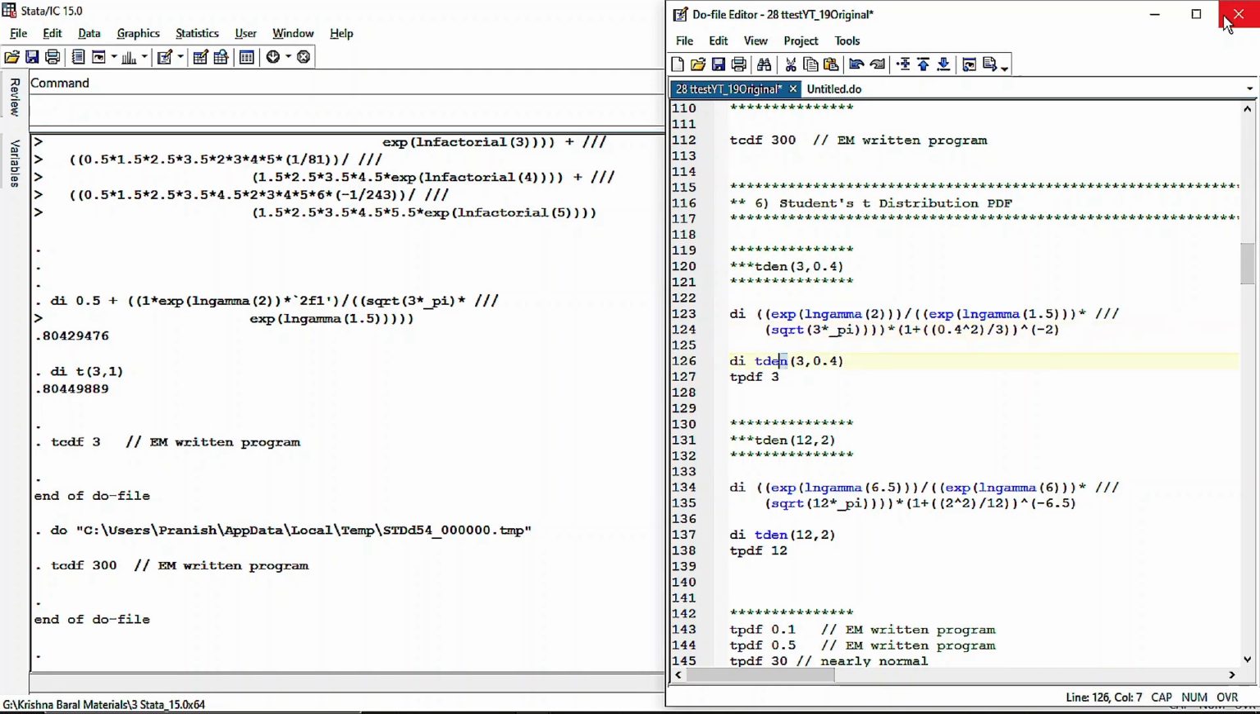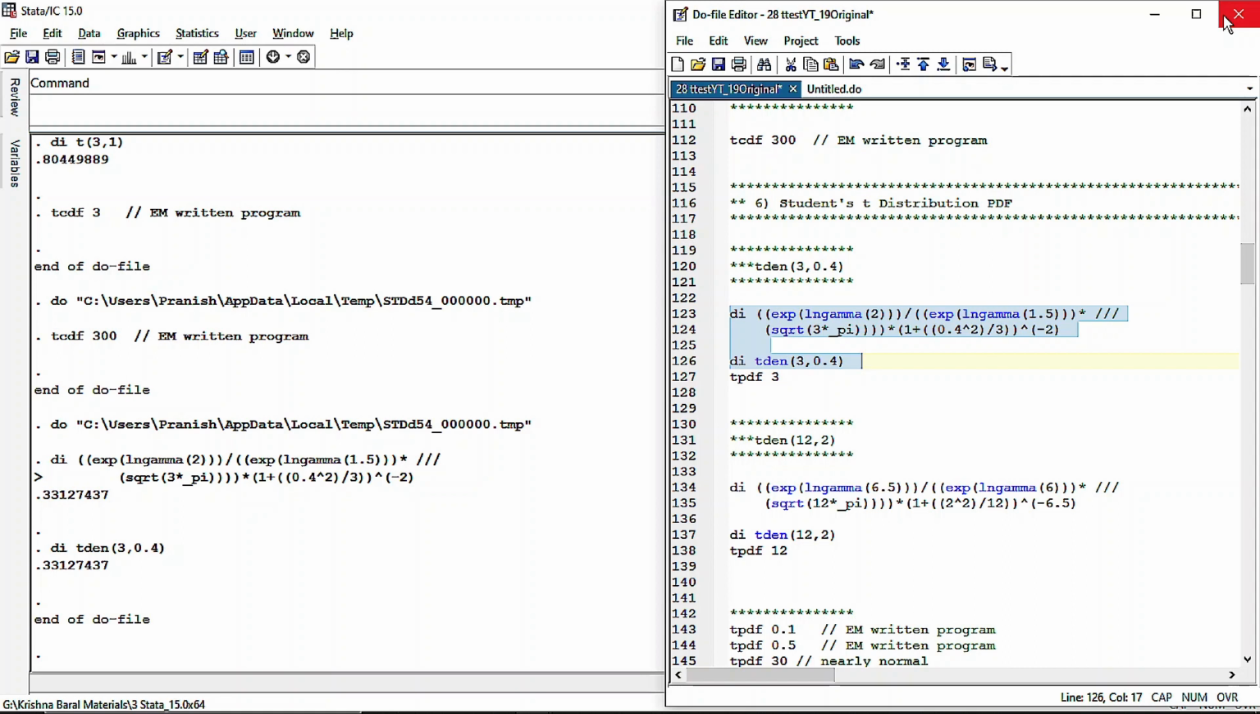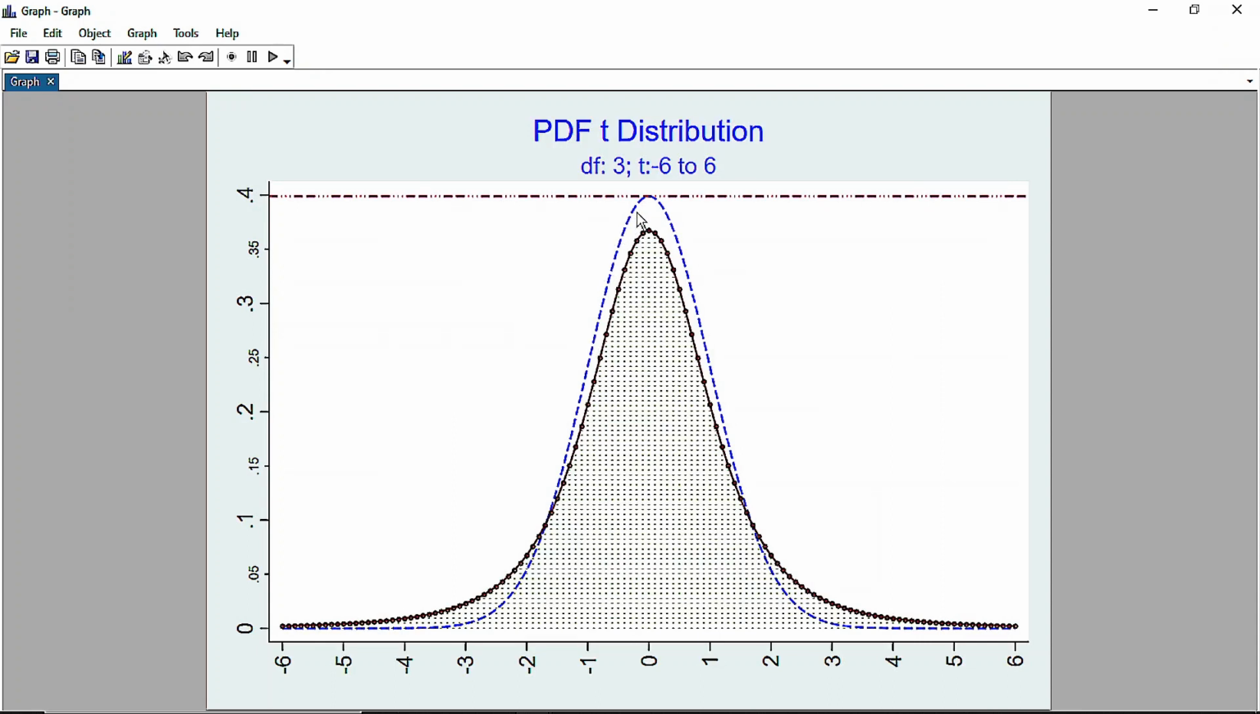And t is our Stata function to calculate the PDF, or the probability of getting exactly x for this value and the degrees of freedom. Now let us see, both of them should yield the same result. The probability of getting exactly 0.4 is 33.12%, and tPDF is the program written by Econometrics Melody to display the PDF for the given parameters. In the backdrop we have a normal distribution. So x is 0.4, somewhere over here, between 30 and 35%. Let us see what it was.